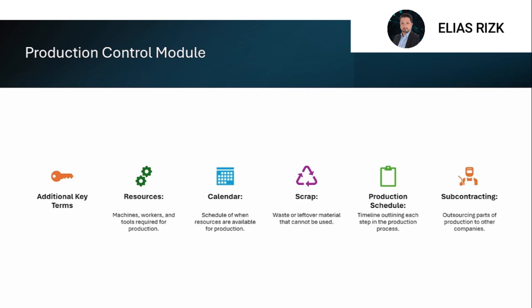Then we have some additional key terminologies. First, we discuss some basics. These are additional key terms. Resource means everything needed to make the product, like machines, workers, tools, and other resources in the production cycle.